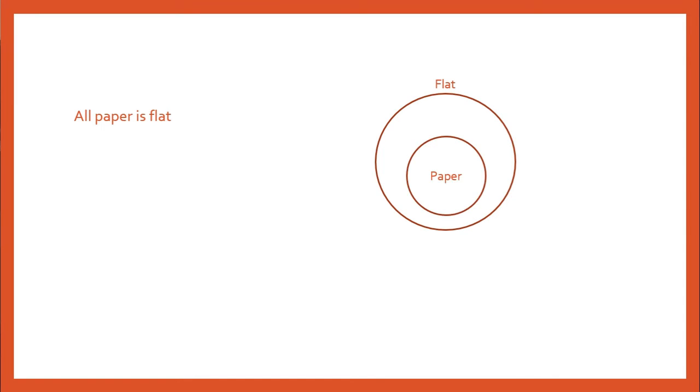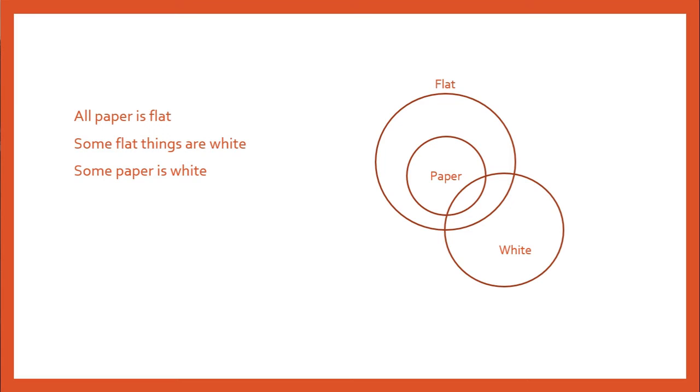Next is all paper is flat. So we need a circle, our larger one representing things that are flat, and a smaller circle representing paper, with the paper circle completely inside the flat circle. Some flat things are white. So now we need a white circle, which partially goes inside the flat circle and is partially outside of the flat circle. Therefore, some paper is white.